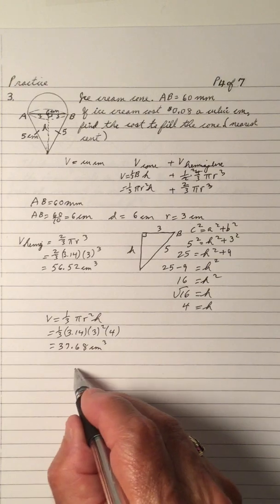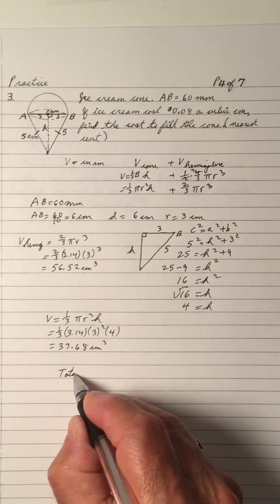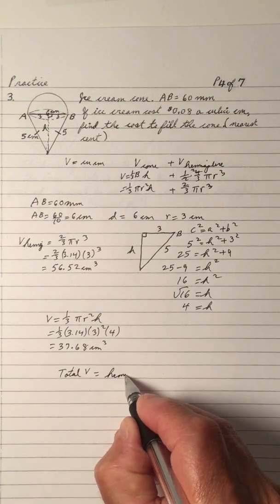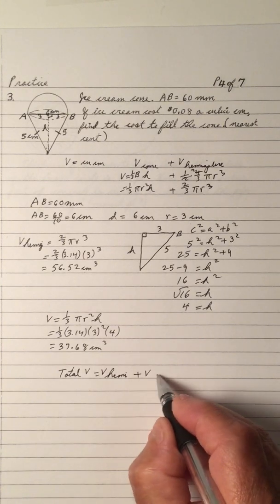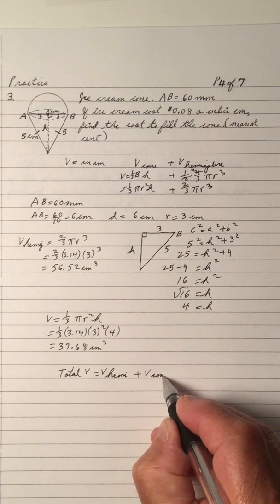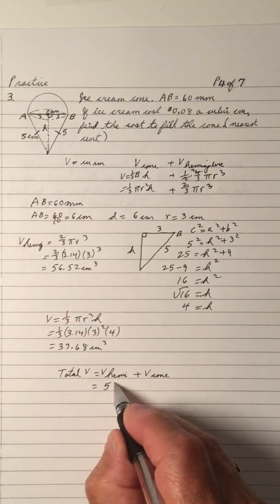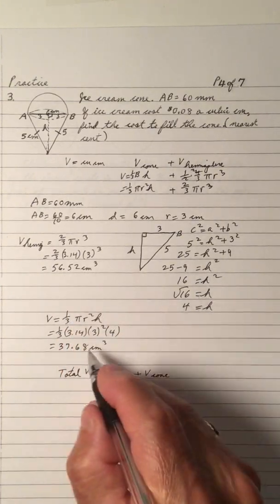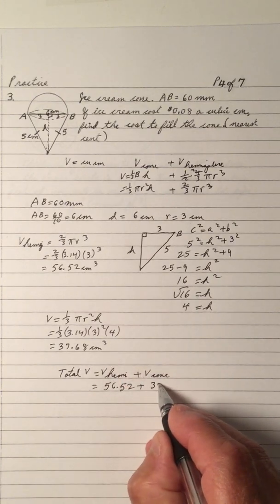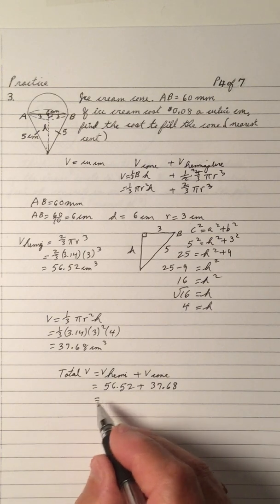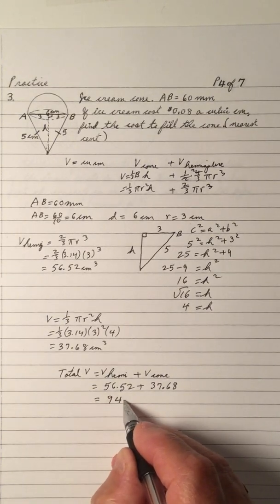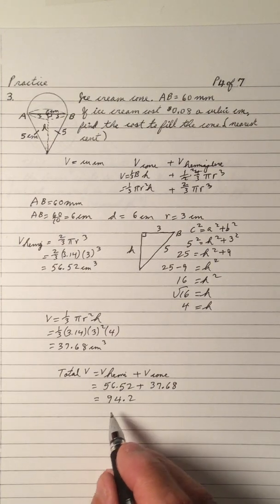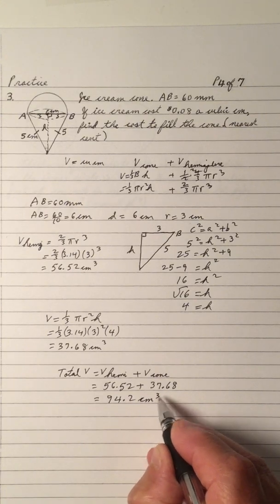So we have it all done. Now the total volume of all of it put together, T, is the volume of the hemisphere plus the volume of the cone. The volume of the hemisphere is 56.52 right there. The volume of the cone is right here, 37.68. When you add that up, it adds up to 94.2. Now that's the number of cubic centimeters of ice cream we're going to get.